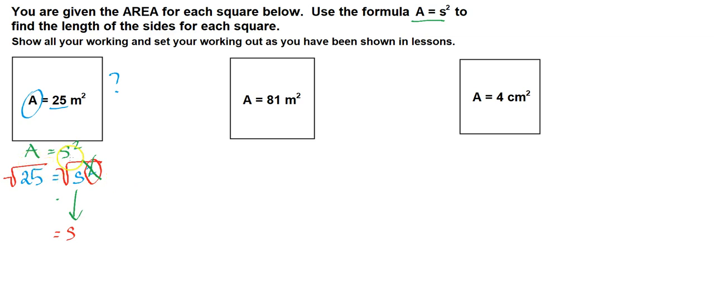The square root of 25: I'm thinking of a number that multiplied by itself is going to be 25. You can use your calculator for this. There's a square root button on your calculator. But I know just from my basic facts that it's 5 times 5, which equals 25. So the square root of 25 is 5.